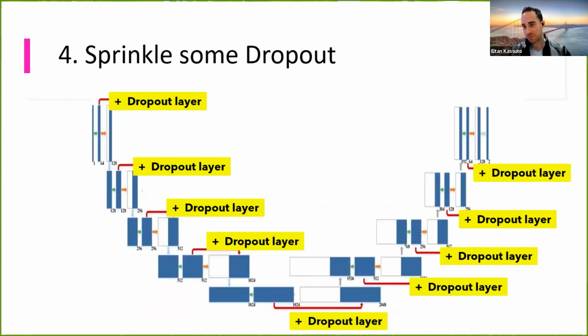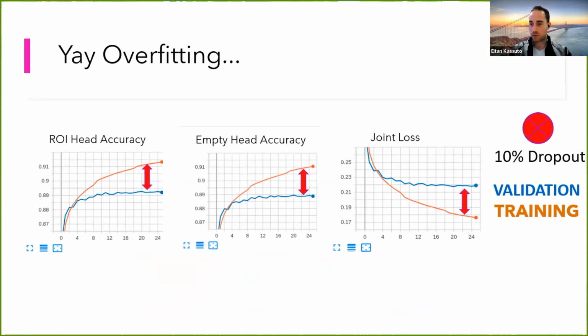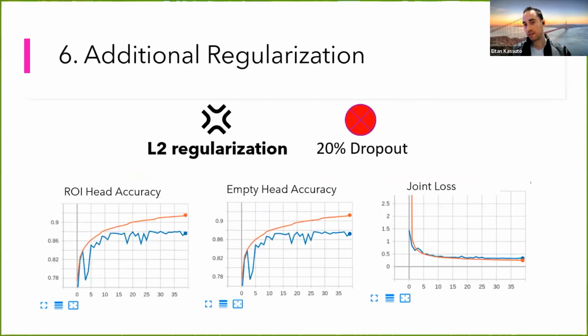So we decided to add some regularization. Let's sprinkle some dropouts. With 10% dropouts, we can see that there was a minor improvement in the overfitting, but still not good. So we added additional regularization. In this case, L2 regularization in the convolutional layers, and increased dropout to 20%. And as you can see, we were able to reduce the overfitting substantially. However, now we had an issue of an underfitting model.